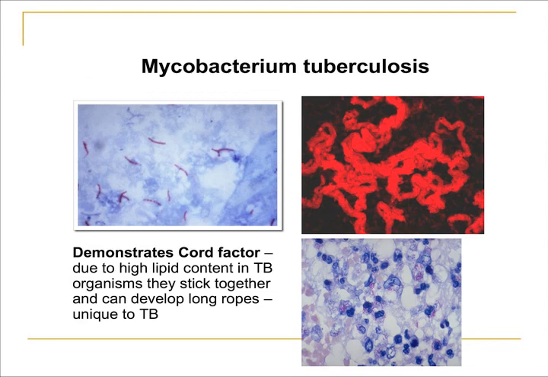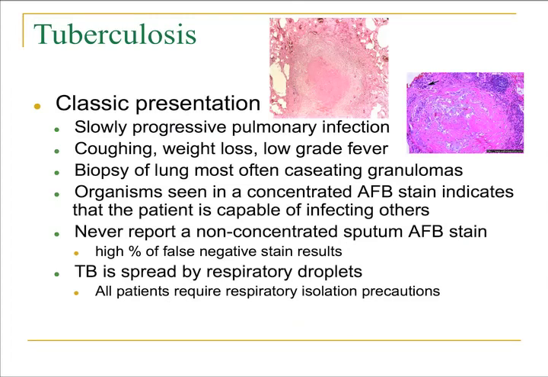More slides about tuberculosis. The next one is classic presentation. Of course, TB is a slowly progressive pulmonary infection. You can have coughing, weight loss, and low-grade fever. The biopsy of the lung from most, particularly normal hosts, will show caseating granulomas. Organisms seen in a concentrated AFB stain will indicate that the patient is capable of infecting others. So someone with a positive AFB smear directly from sputum should certainly be put in isolation precautions.